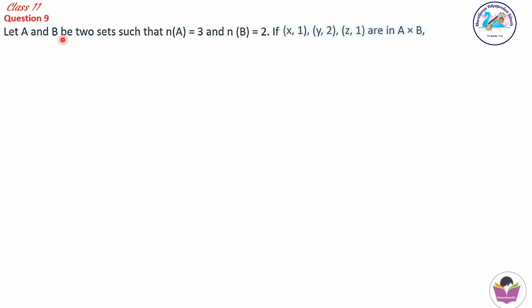Next we shall discuss question number 9. Let A and B be two sets such that n(A) is equal to 3, n(B) is equal to 2. If (x, 1), (y, 2), (z, 1) are in A cross B, find A and B where x, y and z are distinct elements.